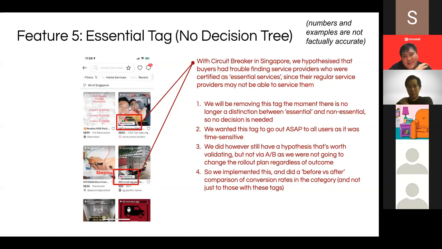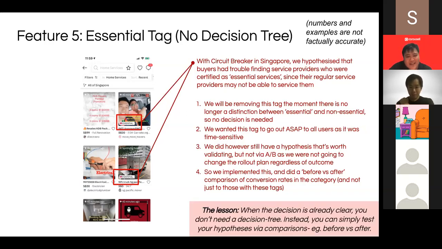We did, however, still have a hypothesis. The hypothesis is that they had trouble finding this, and if you had this hack, ideally you should have a better response for the category. So what we did is we just implemented this and did a before versus after comparison. Beforehand, how many leads were being created in this category? After this tag, how many leads were being created? So your buyers should become more successful, sending more chats and so on.